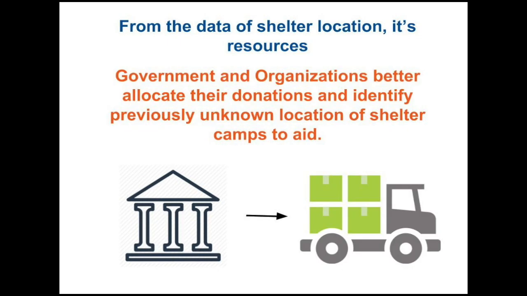And then from the data of the shelter location and its resources, government and organizations can better allocate their donation. They might notice that in some areas there are more shelters, and in some areas there might be fewer shelters. And as I have mentioned above, we also included the information of the resources in each and every shelter, so government can now see which shelter needs the most aid.